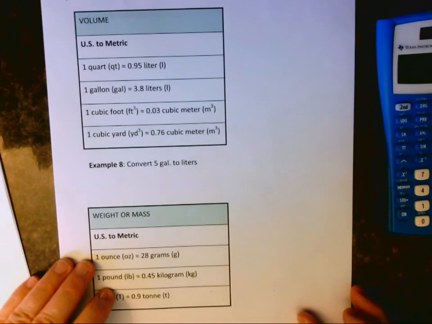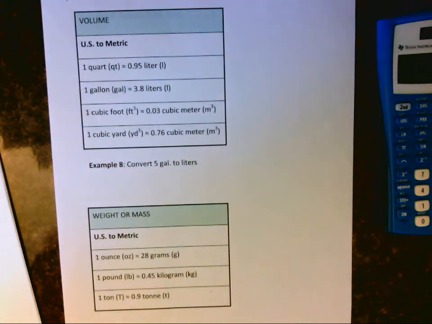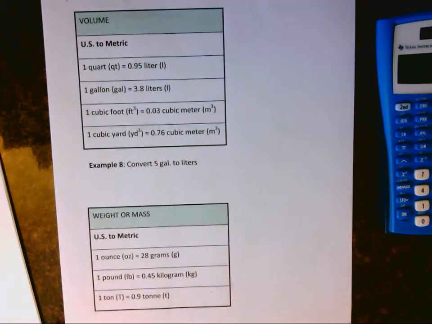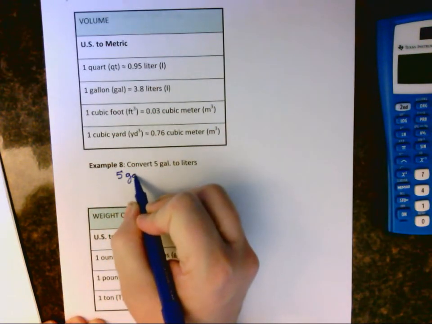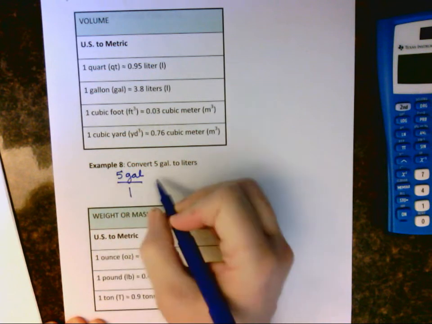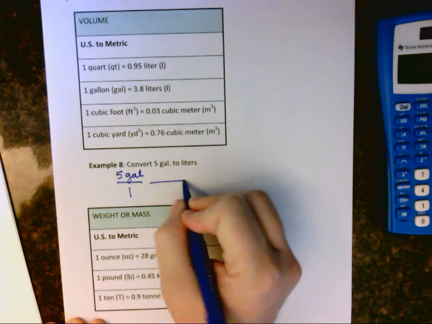Okay. Some more conversions for volume. These are metric and US conversions, quarts to liters and gallons to liters and cubic foot to cubic meters and yards and so forth. Get those on your note card. Let's go ahead and convert 5 gallons. Remember that you can pause this if you are not done copying those down.